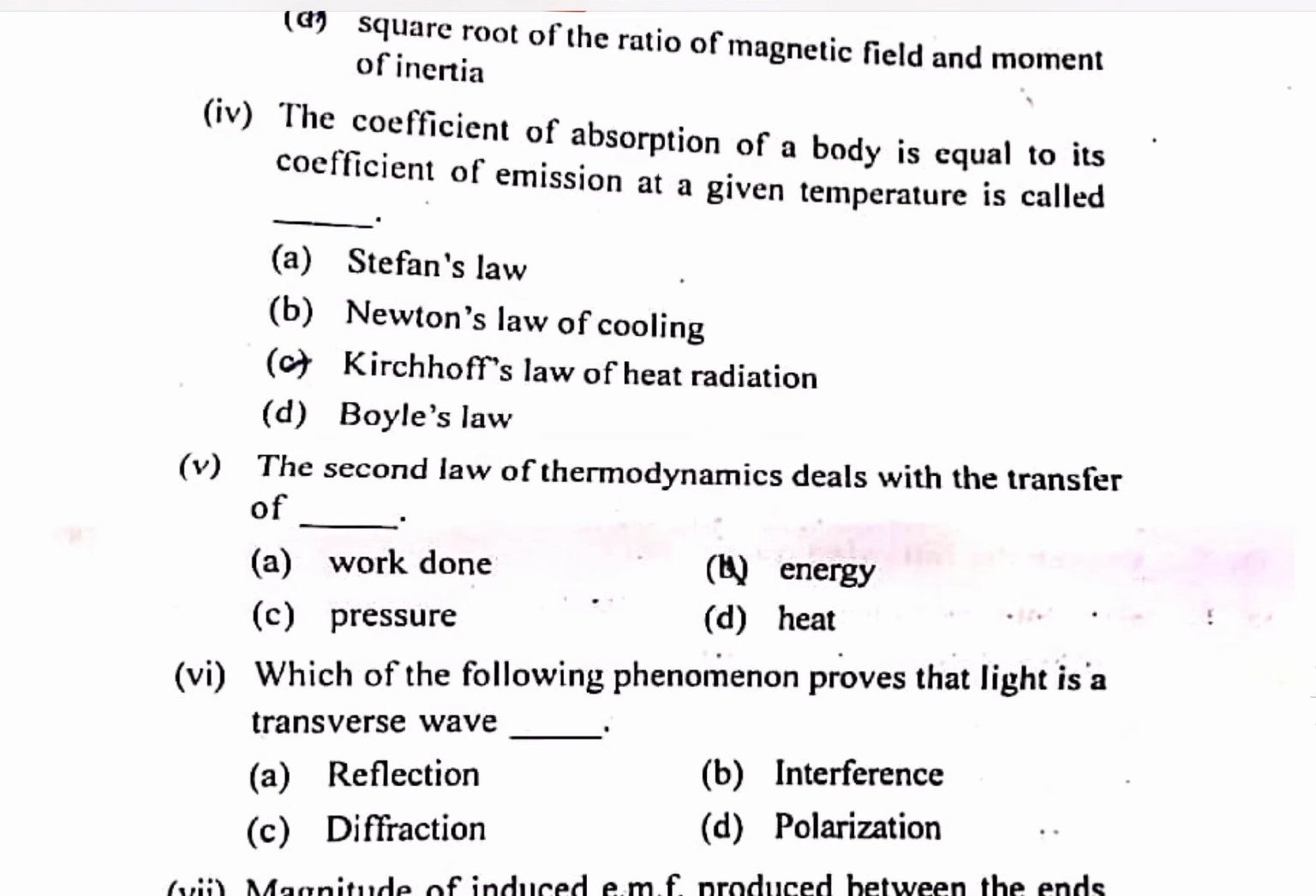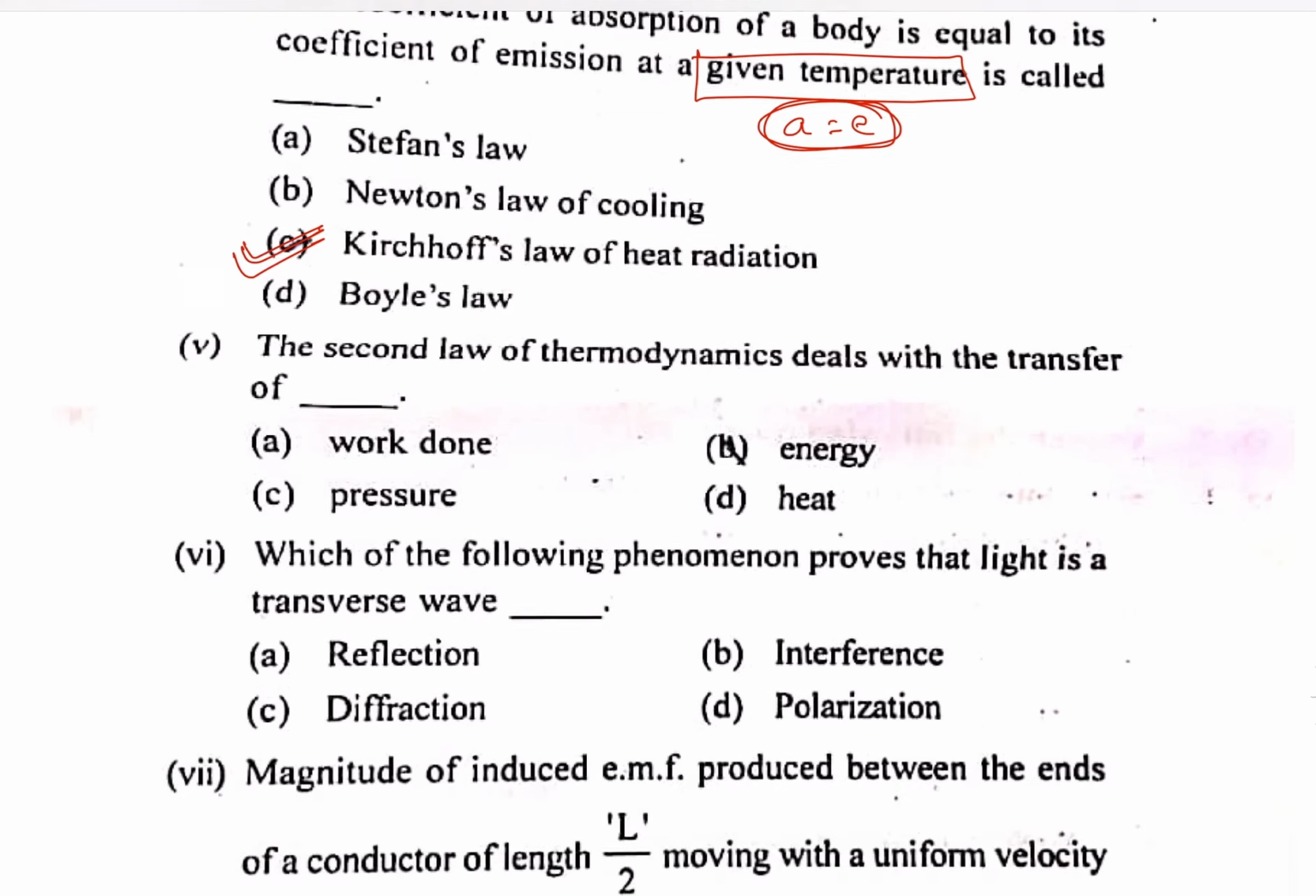Now next question. The coefficient of absorption of a body is equal to the coefficient of emission at a given temperature. So at a given temperature, A is equal to E, and it is Kirchhoff's law of radiation. So option C is the correct option for this question.